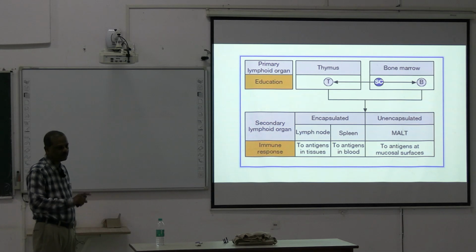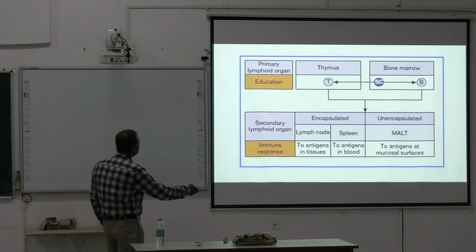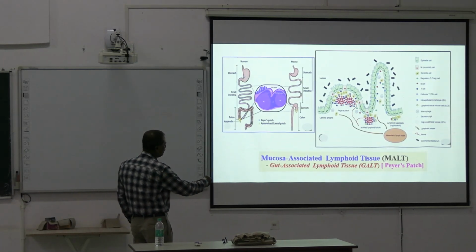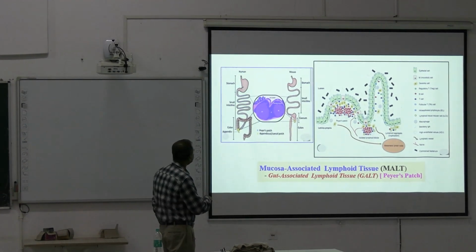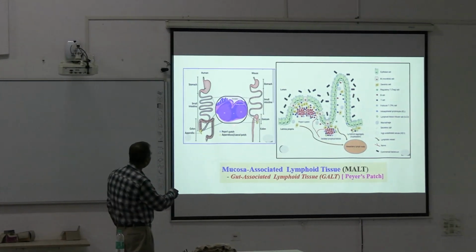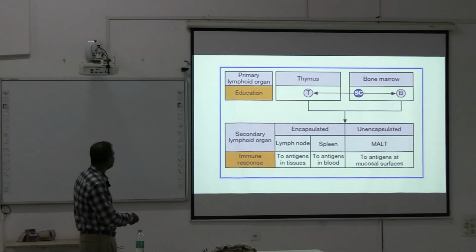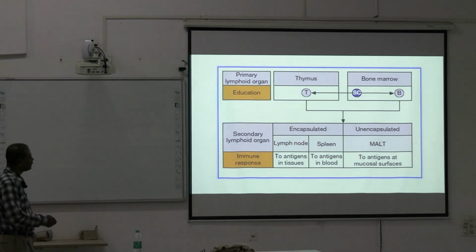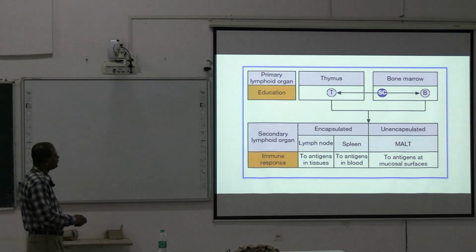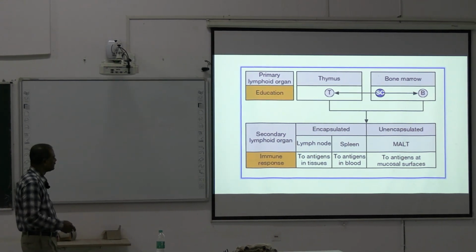The difference between the two: MALT, that is mucosal associated lymphoid tissue, is unencapsulated. They don't have any capsule. If you look at the structure, there is no capsule. But in contrast, the lymph node has a capsule around it. So this is unencapsulated, this is encapsulated. Secondary lymphoid organs are basically lymph node, spleen and MALT. Lymph node and spleen are encapsulated.